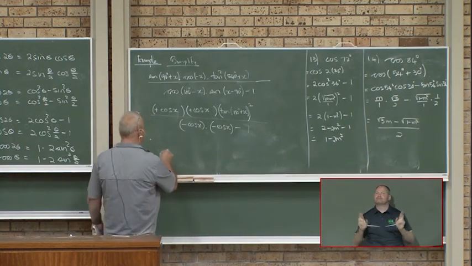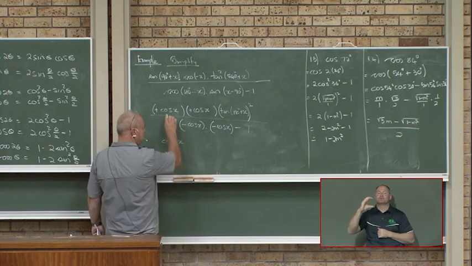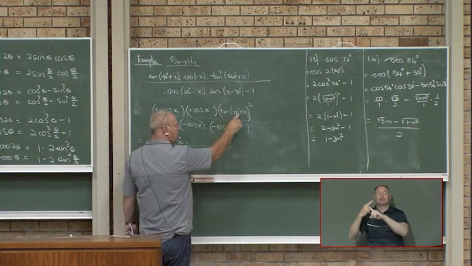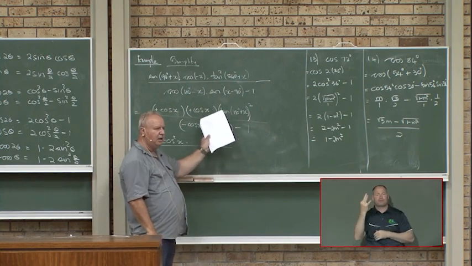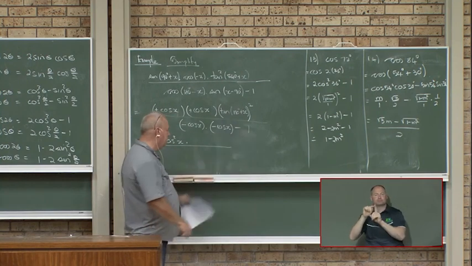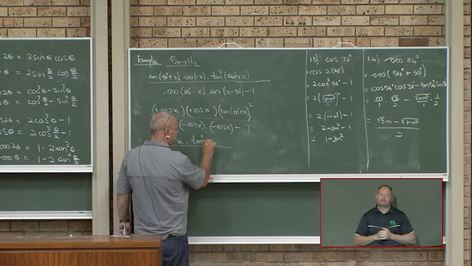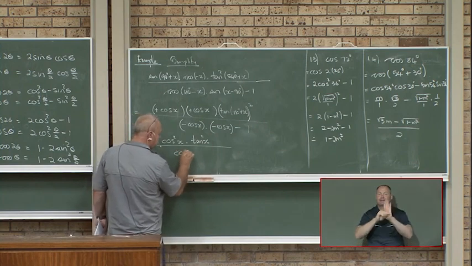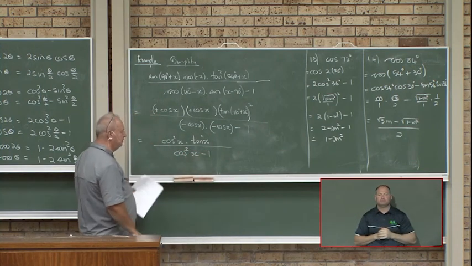we can say this here is equal to cos squared x. Cos x times cos x is cos squared x, times tan of (180 degrees plus x), which is found in the third quadrant. Tan is positive, so it is positive tan squared x. A negative times a negative is a positive, so it is cos squared x minus 1. Are you happy with that?